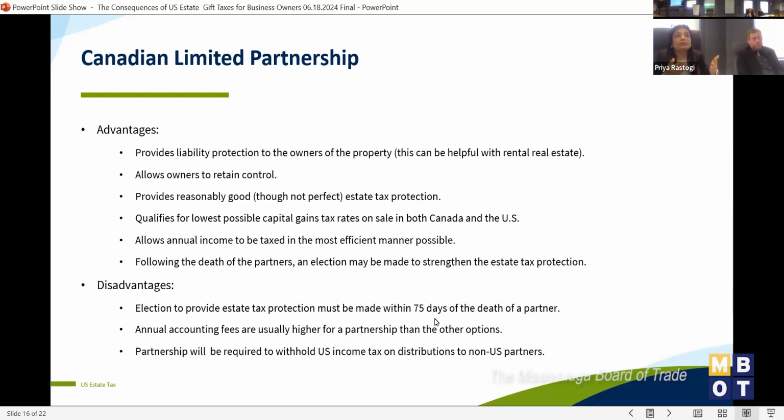So that is one part to be kept in mind, and also any distribution from a US partnership to the non-resident partners, which is Canadians, is also subject to withholding.